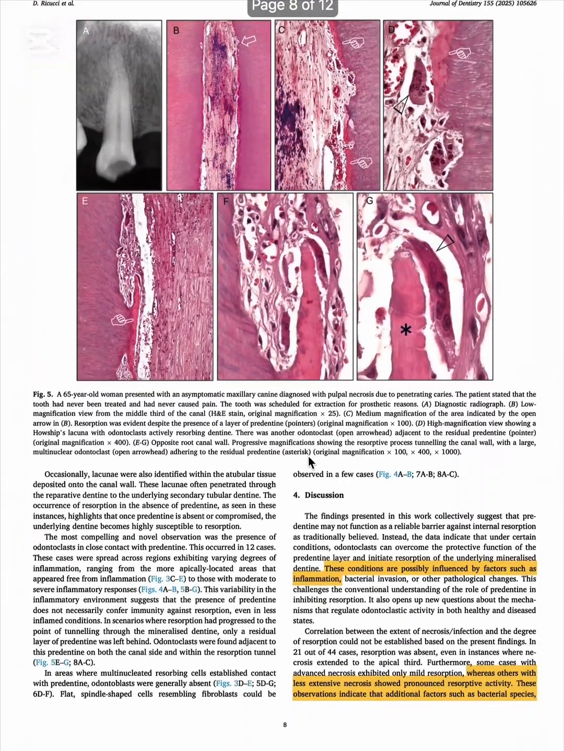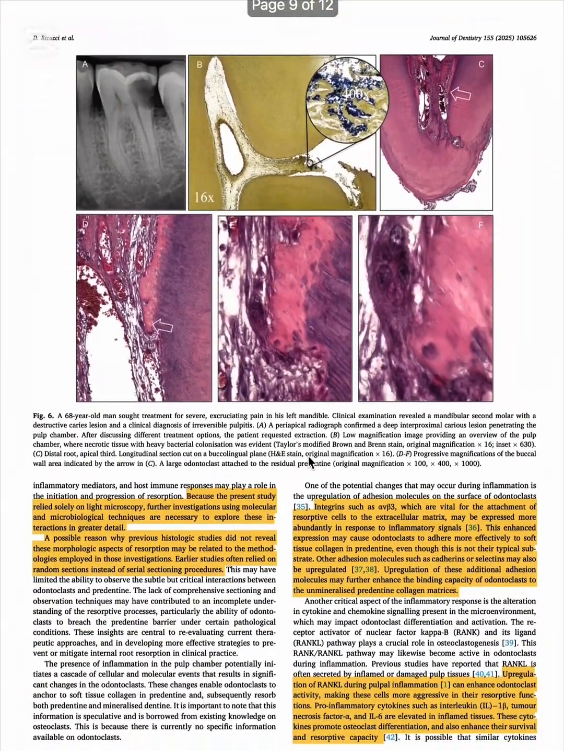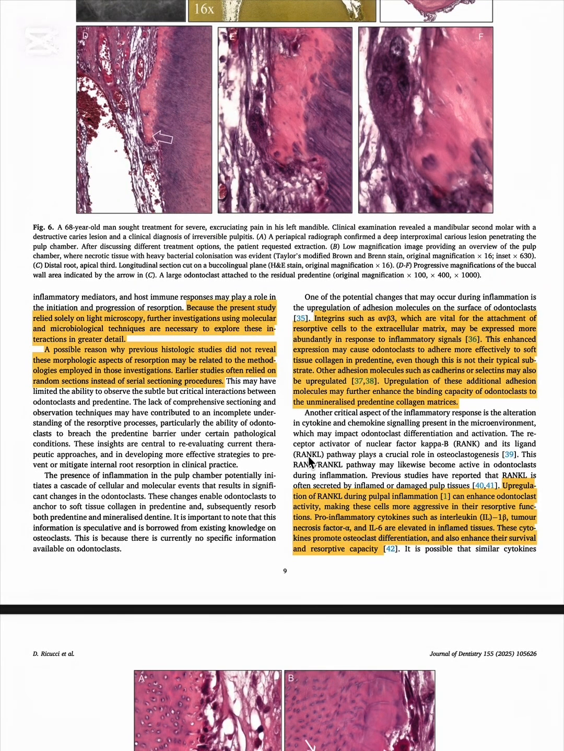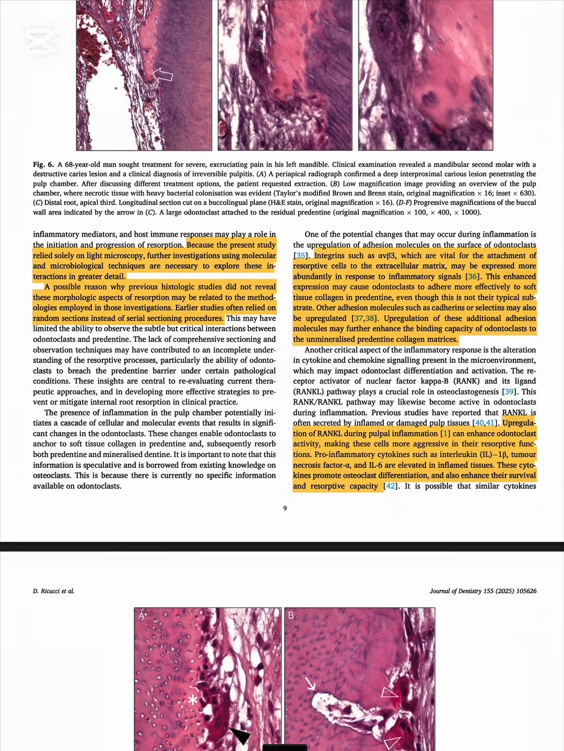Also, they discussed the possible role of MMPs, cathepsin K, and acidic microenvironment formation. These inflammatory changes may weaken predentin and allow resorptive activity to occur. They also mentioned that earlier studies may have missed these findings because they commonly used random histological sections rather than serial sectioning methods. This study relied mainly on histological examination and light microscopy, which limits these results.